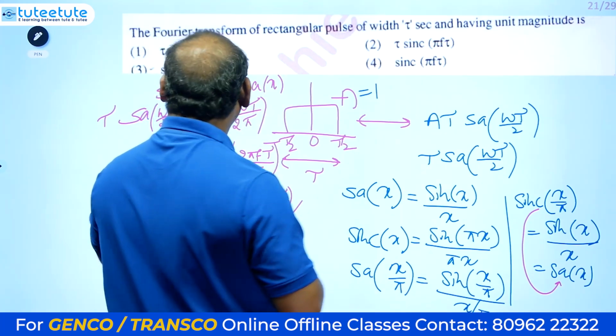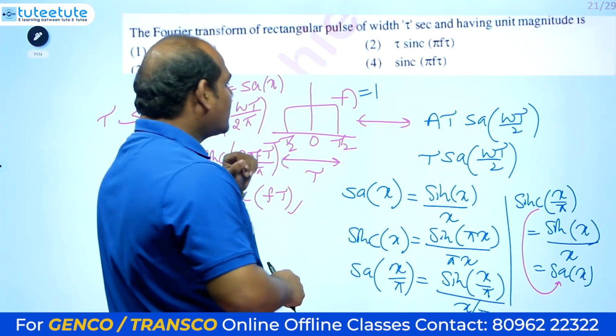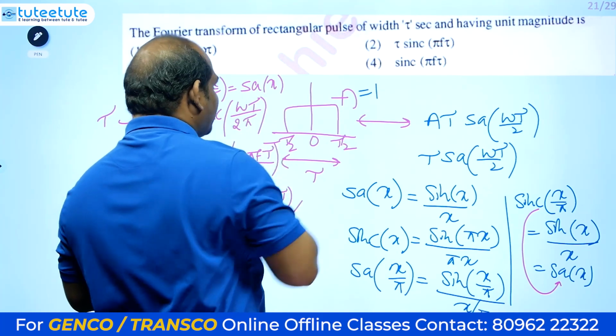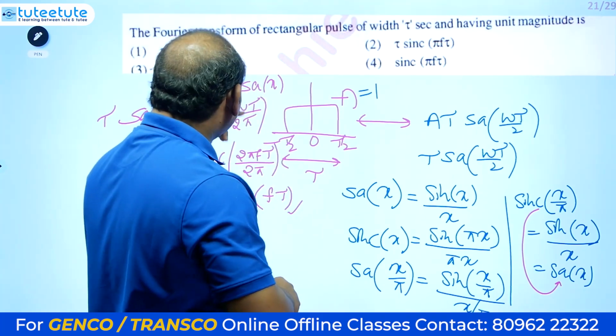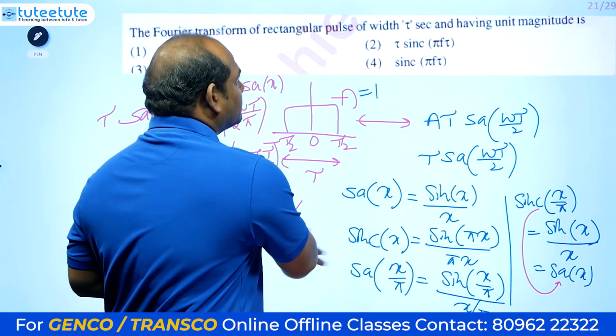Okay, we have to take sinc, whatever the x quantity is there, by pi we have taken. And omega can be written as 2 pi f. So this 2 pi will be cancelled, and simply f tau you will get. Like that we need to perform.